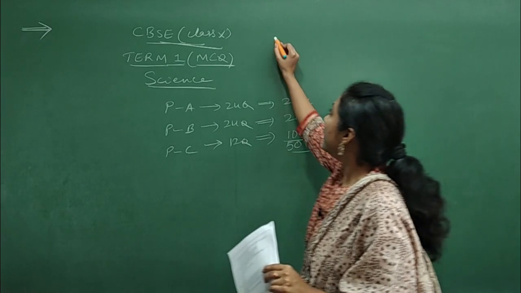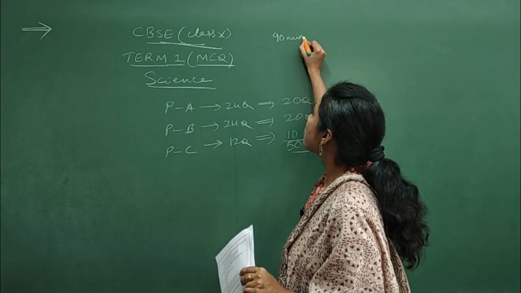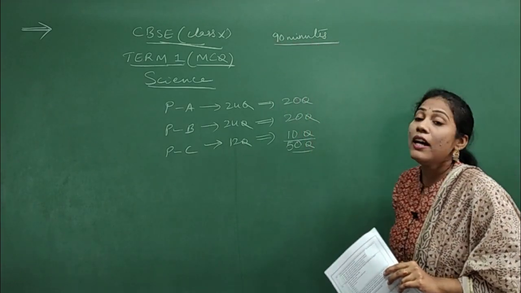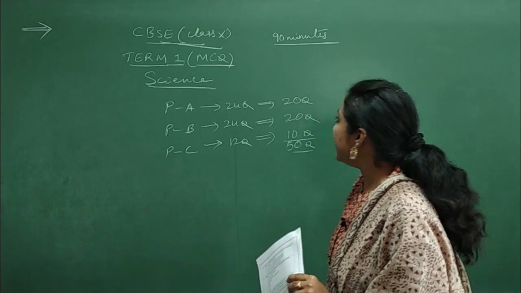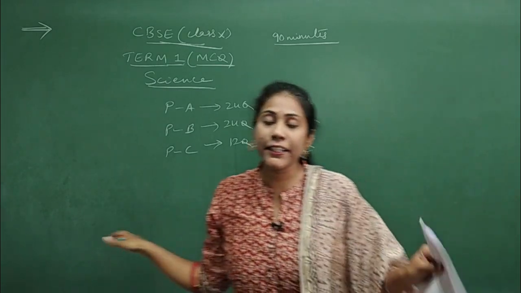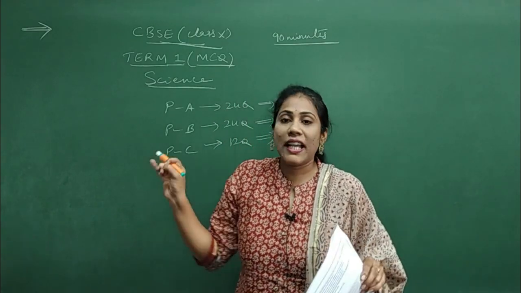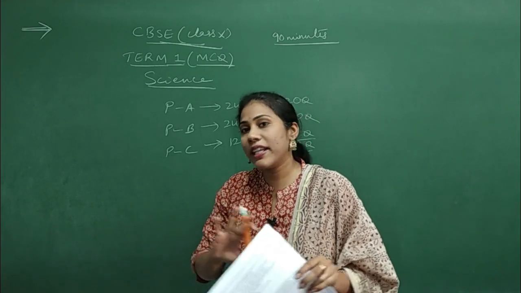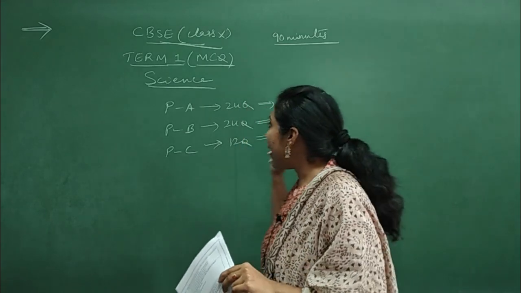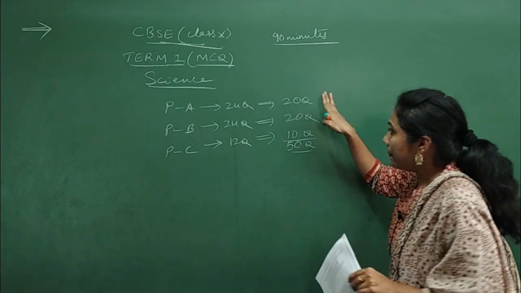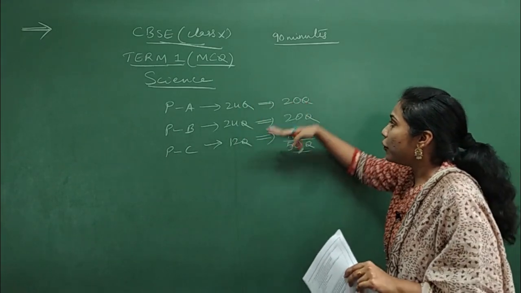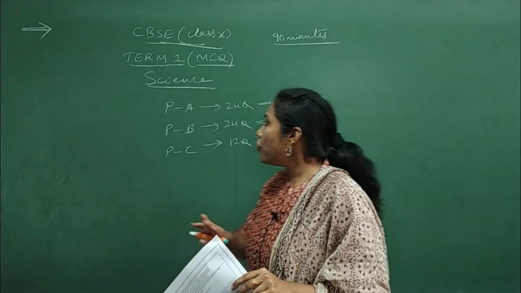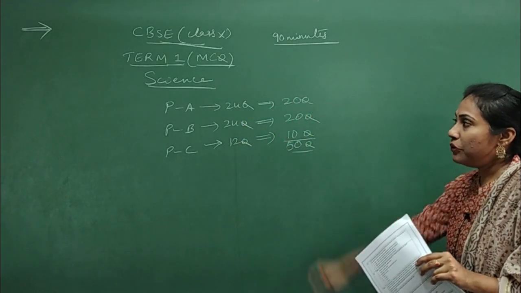The time limit is 90 minutes, that is 1.5 hours. So in 1.5 hours you have to give answers for 50 questions, right? And one more thing is, there is no negative marking. In case your answer is wrong, there will not be any marks cut. And another point is, when you attempt 20 questions out of 24, the first 20 questions will be selected for evaluation. So these are some points that you have to keep in your mind.